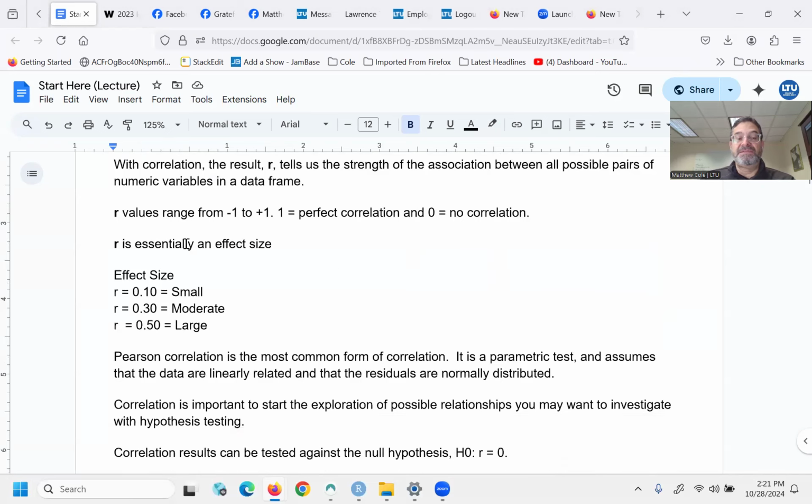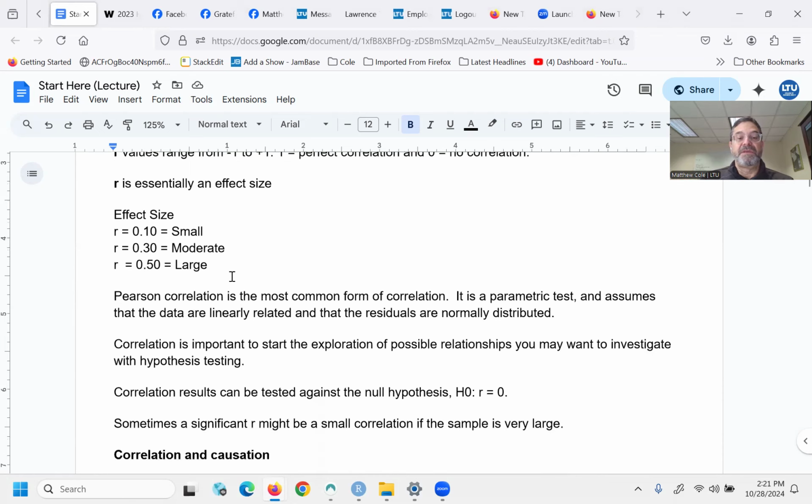Now, R is essentially an effect size. So if R equals 0, that means there was no effect. The magnitude is 0, no correlation. If R is 0.1, regardless of whether there is significance in that R, and we'll talk about that in just a moment, it's considered a small correlation. If R is 0.3, it's a moderate correlation. And if R is 0.5 or more, it's a large correlation.